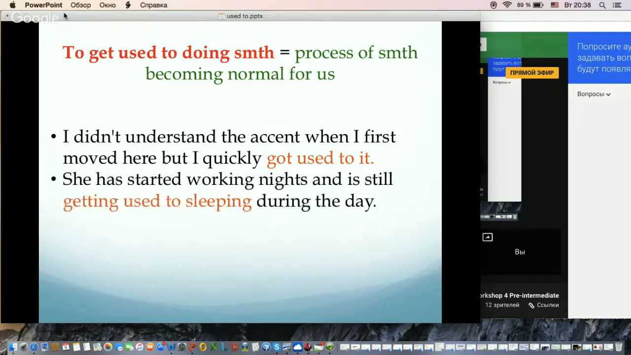Another one. She has started working nights and is still getting used to sleeping during the day. Она начала работать по ночам или в ночные смены, и она до сих пор привыкает к тому, что спит в течение дня. До сих пор привыкает к дневному сну. So she is in the middle of the process. She is getting used to sleeping during the day.